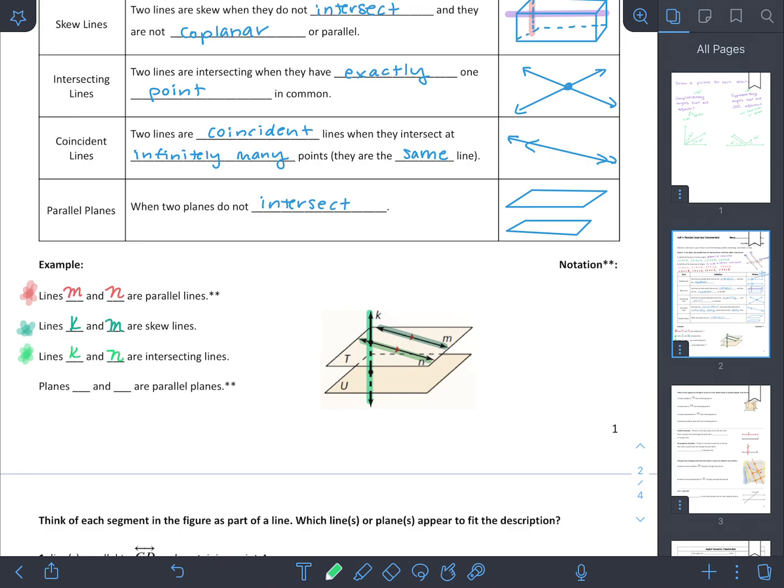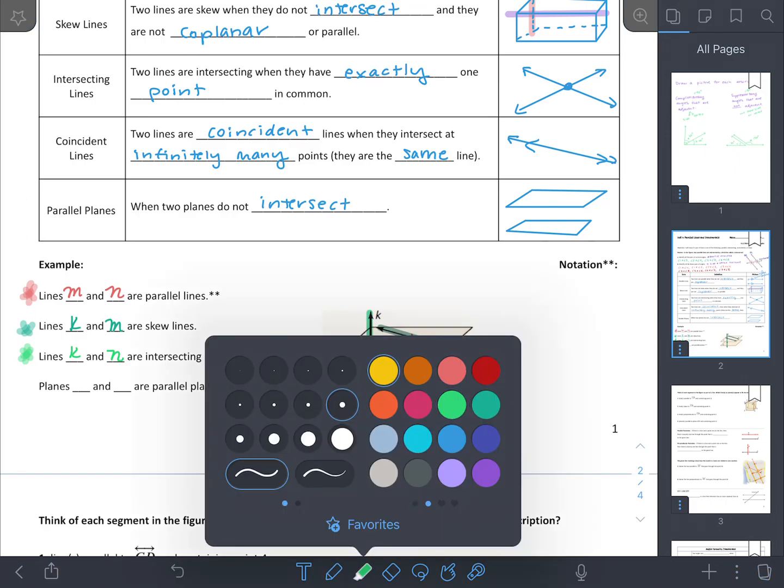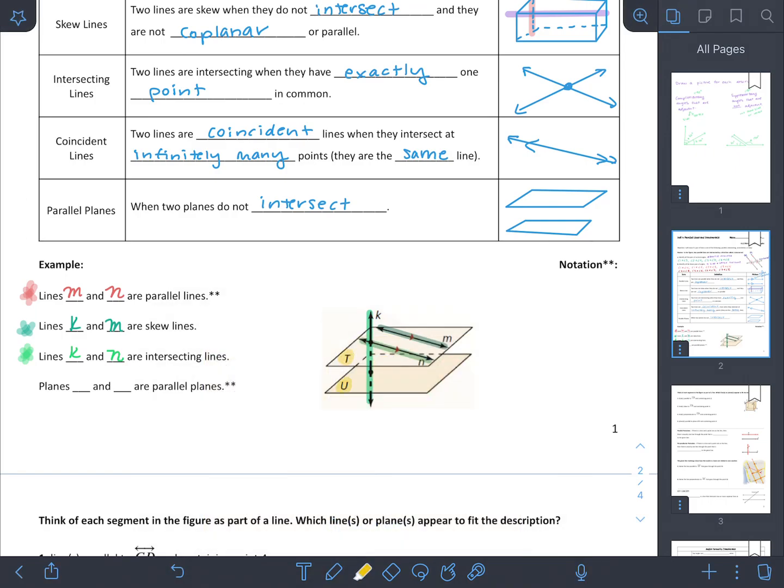And then lastly, I need the parallel planes. Well, those are going to be the two planes that do not run into each other. So that's going to be T and U.